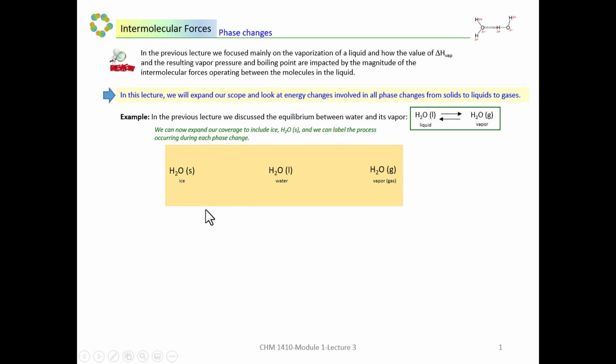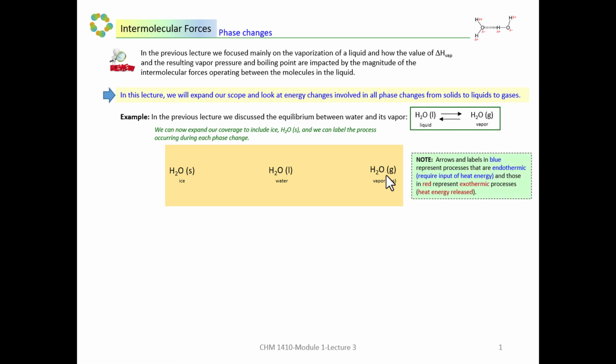So what I have here is on the far left, solid water or ice, in the middle, liquid water, which we'll just call water, and water vapor or the gaseous form of water. We're going to put arrows between these different phases, but we're going to color code them. So when you see an arrow in blue, it represents an endothermic process, meaning it's a process that requires an input of heat energy. And any arrows in red represent exothermic processes. Those would be processes in which heat energy is released to the surroundings.